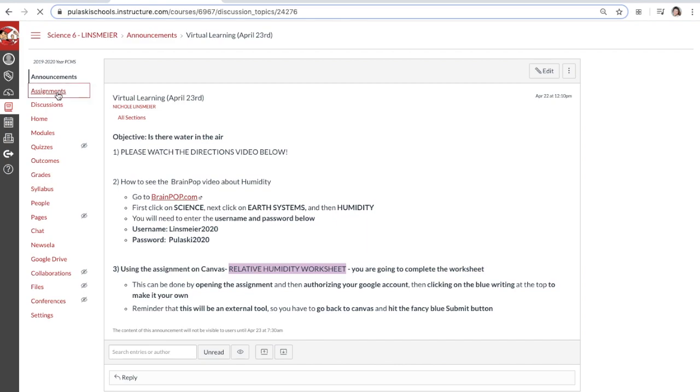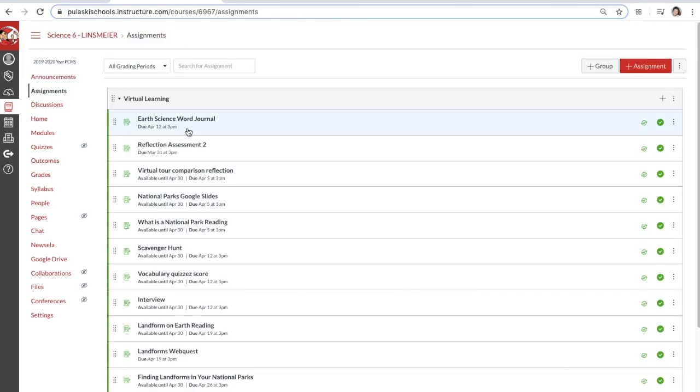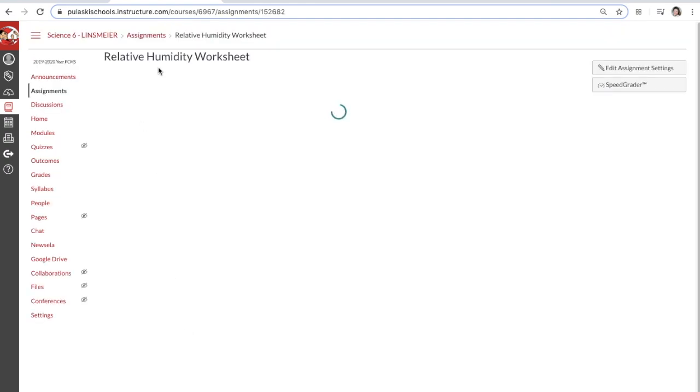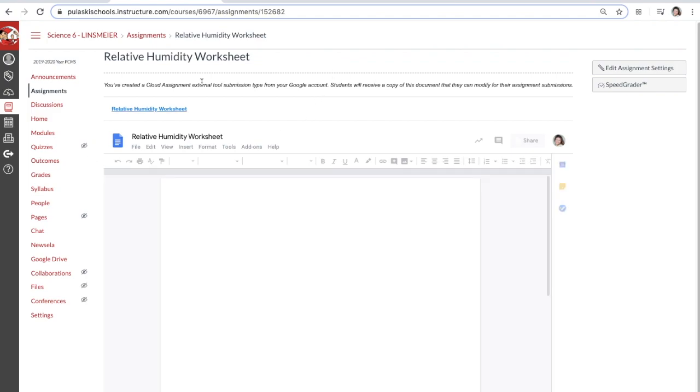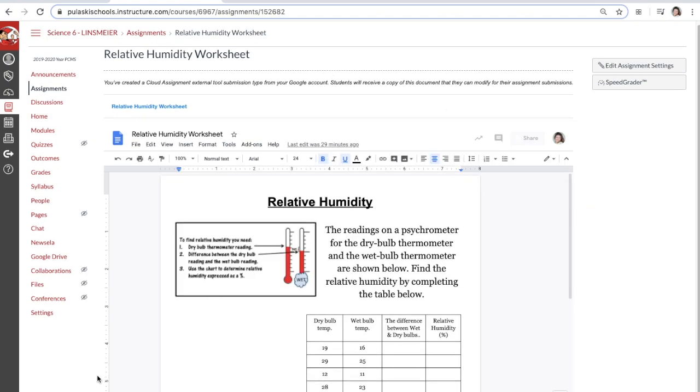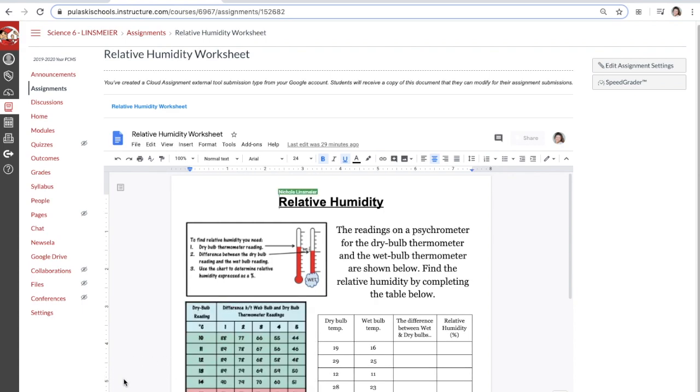So I'm going to go to my assignments tab. I'm going to find virtual learning. Here is the relative humidity worksheet. Once you click on it, your page is not going to look like mine right away. Again, you need to scroll down and authorize in the bottom left hand corner. You have to click authorize, saying, yep, I'm a Pulaski Google member. Once you authorize your account, your screen will look like mine.